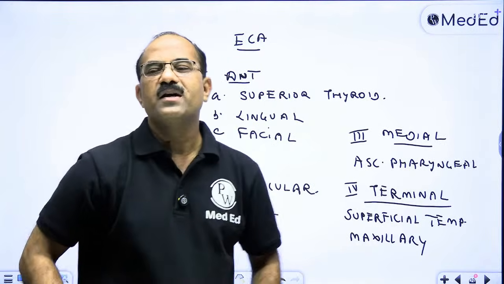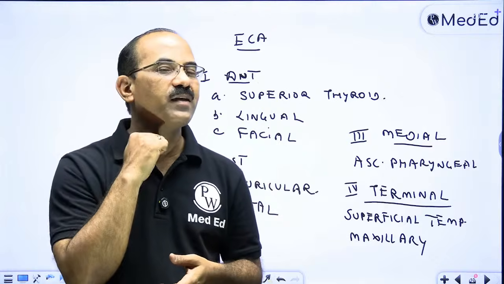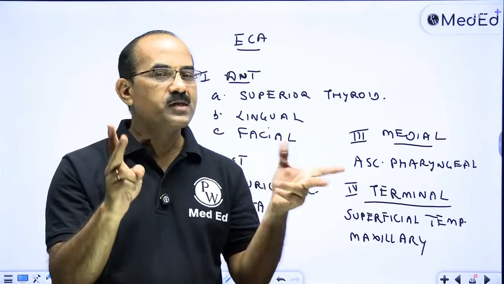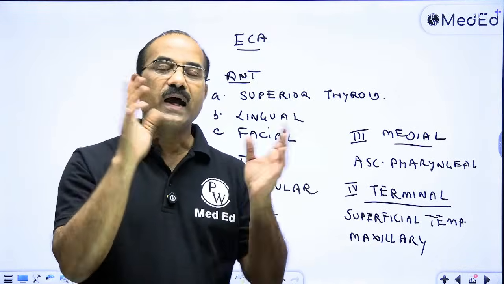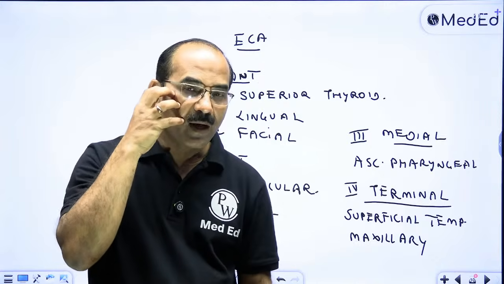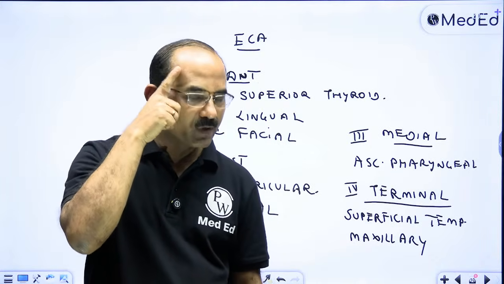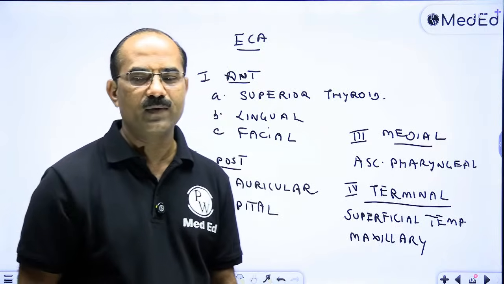Just remember this. So branches of external carotid, sir, I know. Anterior branches, superior thyroid, lingual, facial. Posterior branches, posterior auricular, occipital. The medial branch, ascending pharyngeal. And the last two terminal branches given in the parotid gland, the superficial temporal and maxillary. So these are the branches of external carotid.